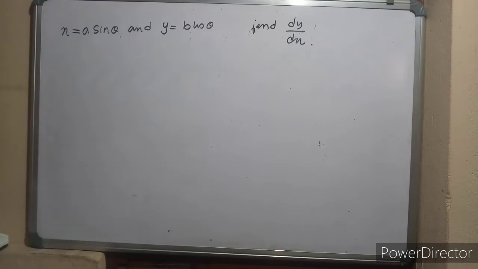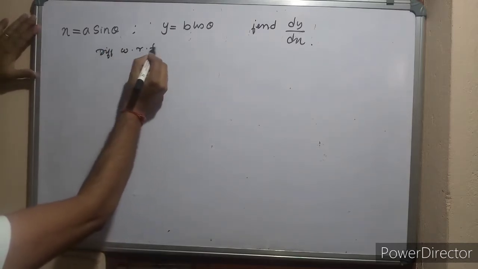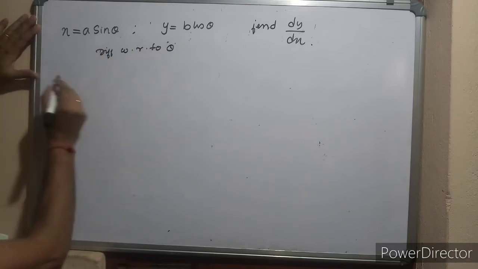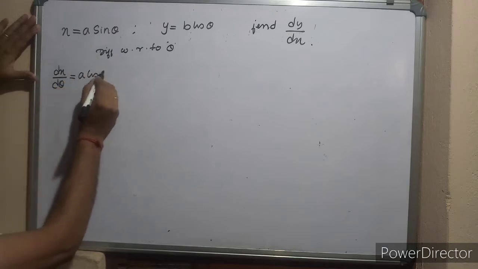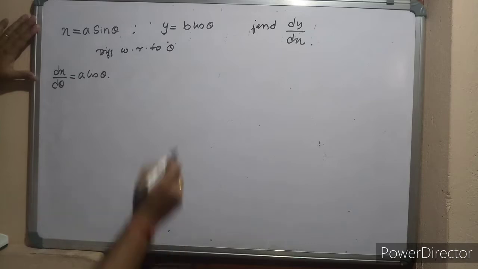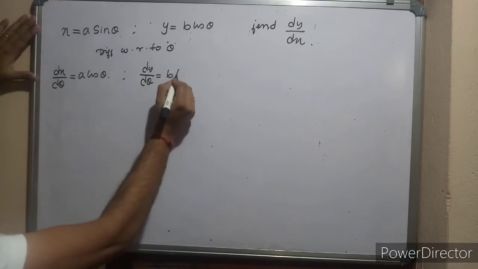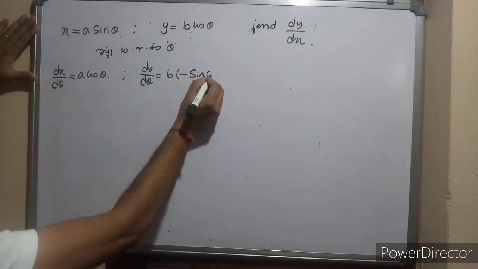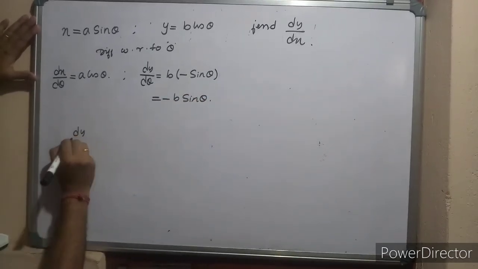Here in this case, x is in terms of a sin theta and y is in terms of b cos theta. So you have to differentiate. In this case, theta is the parameter. Differentiating both the equations with respect to theta, x with respect to theta, you will get dx over d theta. The derivative of sin theta is cos theta, so dx upon d theta is a cos theta. Similarly, y with respect to theta, you will get dy over d theta. The derivative of cos theta is minus sin theta, so it is minus b sin theta.